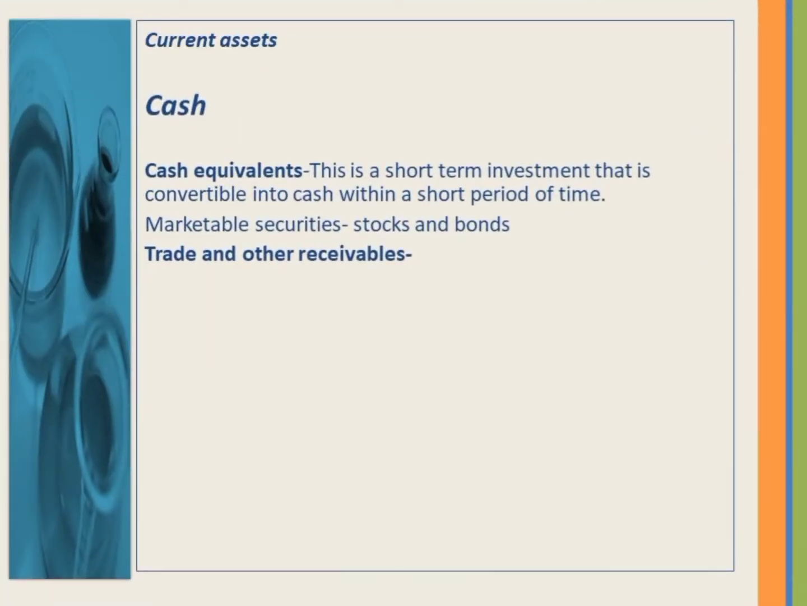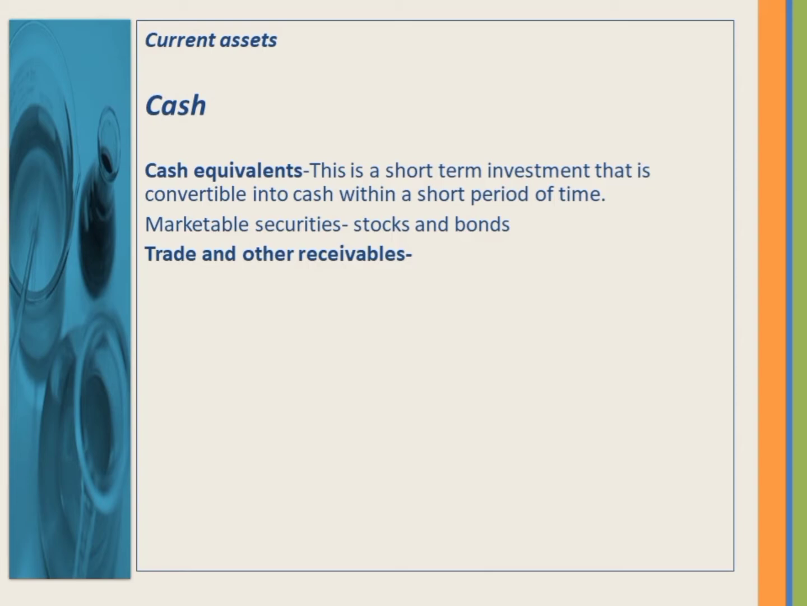For current assets, we have cash. I think we already know what cash is all about. Companies usually have cash in hand and cash in bank. Cash equivalents are short-term investments that are convertible into cash within a short period of time. Marketable securities are stocks and bonds purchased by the enterprise, also convertible into cash within the accounting cycle. To add on cash equivalents, these are subject to insignificant risk of changes in value.